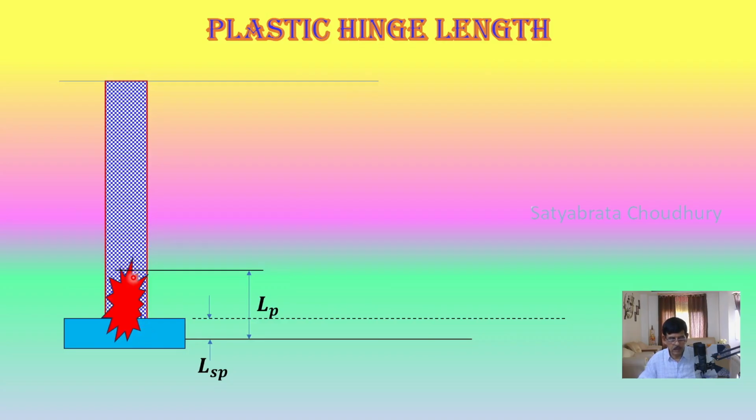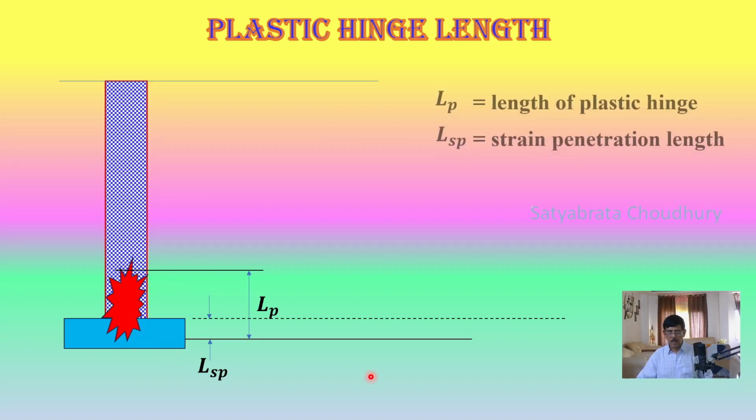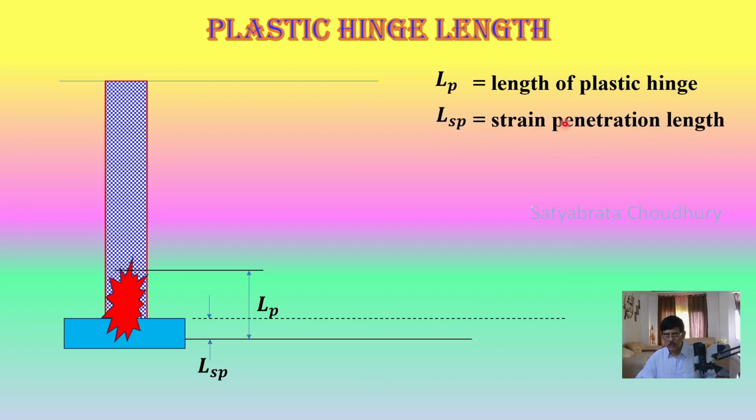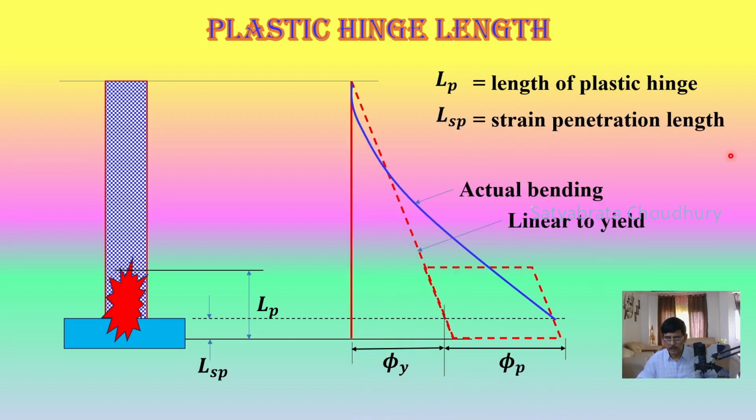Suppose a plastic hinge is formed here, which is under plastic condition. The total length we shall take is LP, which is called the plastic hinge length. Out of this, a part inside the support, maybe inside the foundation, is called the strain penetration length, given by LSP. So the total plastic hinge length is equal to the actual plastic hinge length in the member plus the strain penetration length in the support. LP is the length of the plastic hinge, LSP is the strain penetration length.